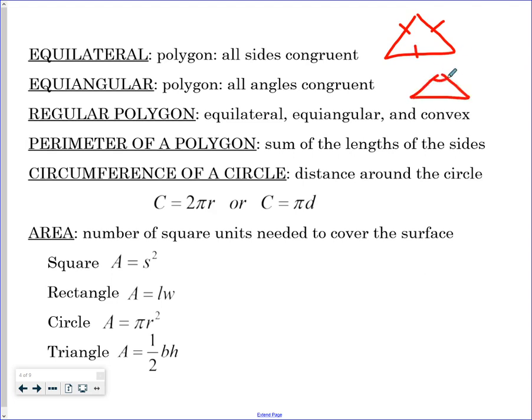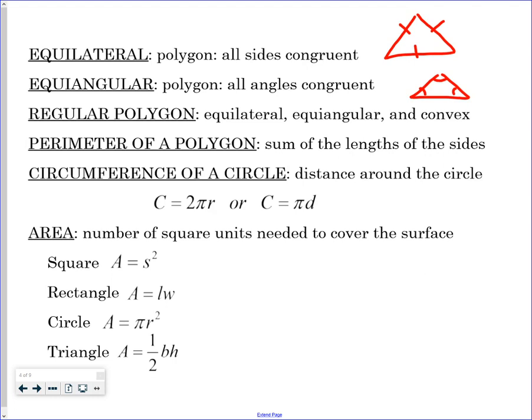Equiangular triangles look like that. Okay? A regular polygon, this might be new for you. A regular polygon is equilateral, equiangular, and convex. So what that means is all the sides are the same and all the angles are the same. But it cannot be regular unless it's convex. So if it's concave, it's automatically irregular.